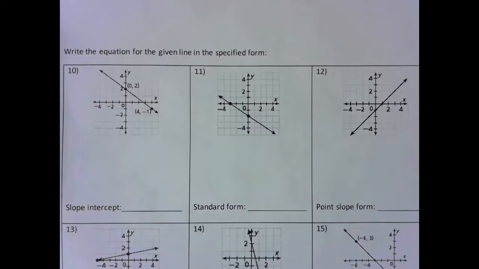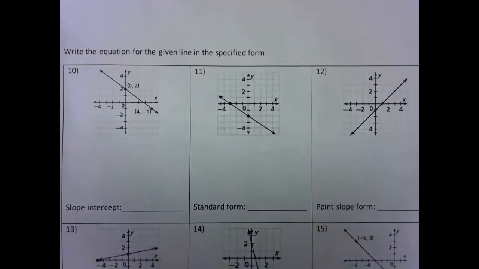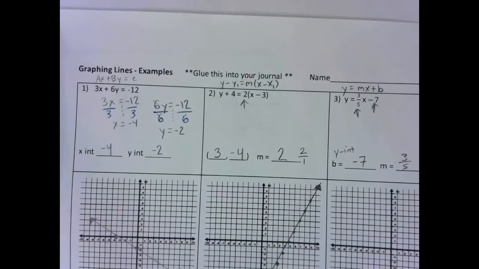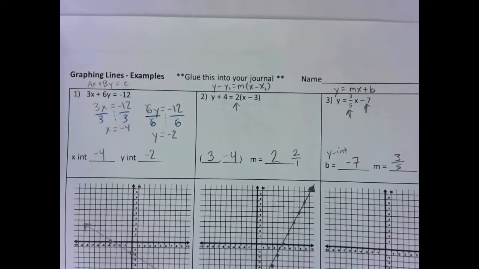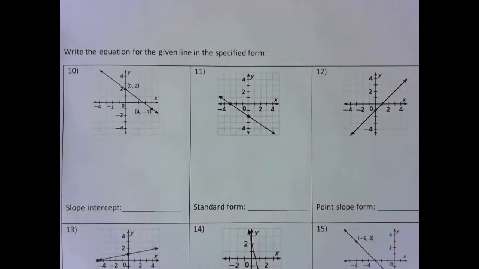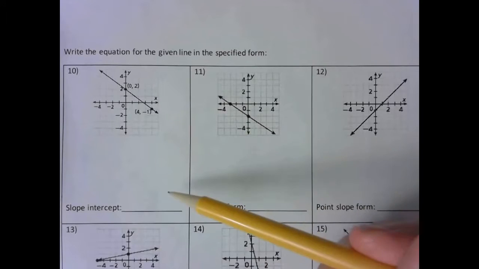All right, now we're on the back of the examples of graphing lines. So if you're looking at this page, we did the examples together. Now we're looking at the back. Earlier, I gave you the equation and you had to graph it. Now we're doing it the other way around. Here's the graph, you've got to give me the equation.